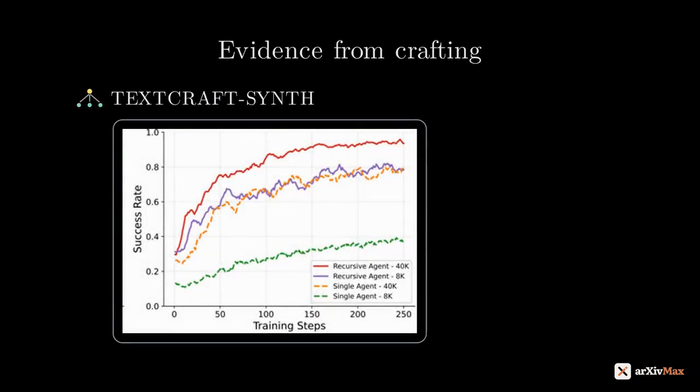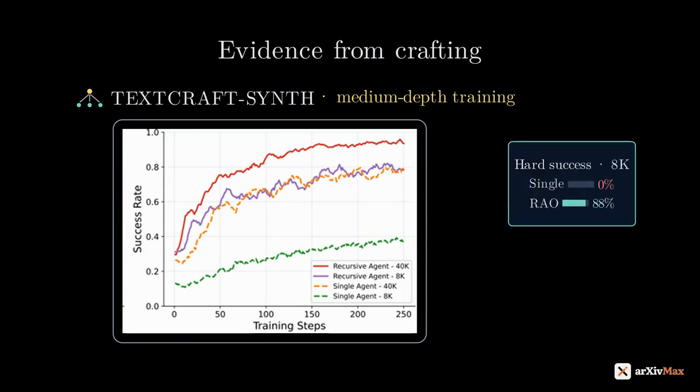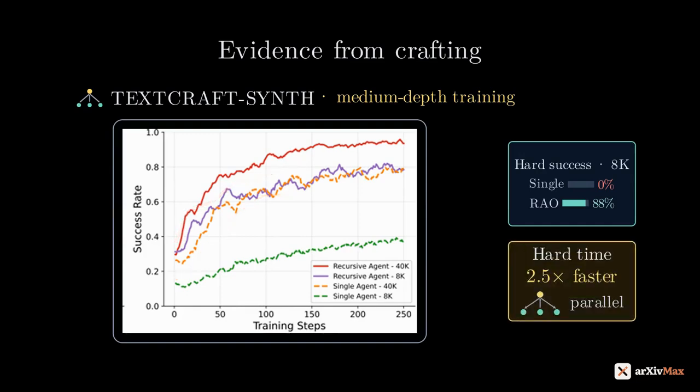The first benchmark, TextCraft-Synth, is a synthetic crafting environment with controllable difficulty. The authors train only on medium depth tasks. With an 8,000 token context window, the single agent baseline scores 0% on hard tasks, while the recursive agent trained with RAO achieves 88% on hard tasks and 95% overall. Even with a 40,000 token window, the recursive agent learns faster than the flat single-agent baseline. Furthermore, when subtasks are independent, wall clock time is reduced by up to 2.5 times on hard tasks because children run concurrently using the asyncio.gather function.